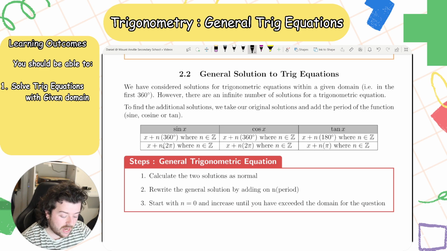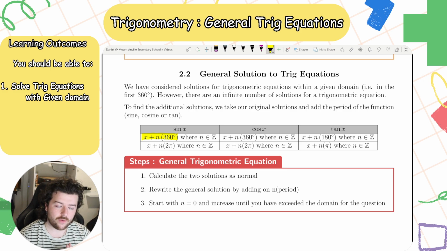If we're dealing with radians, we're adding n 2 pi. In this case, we're just going to be dealing with degrees, so we're going to be adding n 360. So what does that mean? I keep adding on values of n, or kind of like rotations, if you will. I can keep adding on values until I've reached all the values within my given domain. We're going to see that in a second.